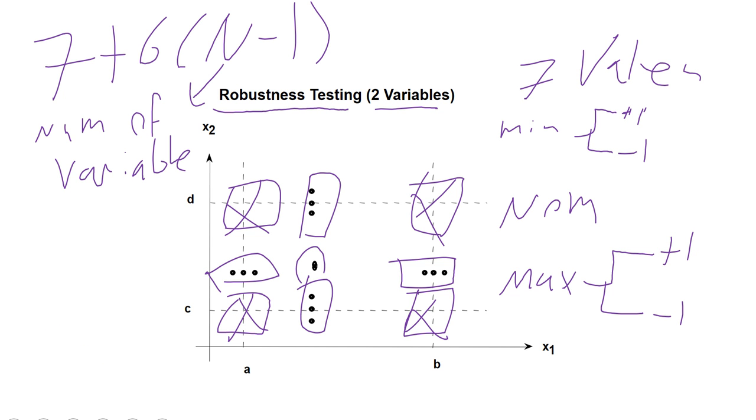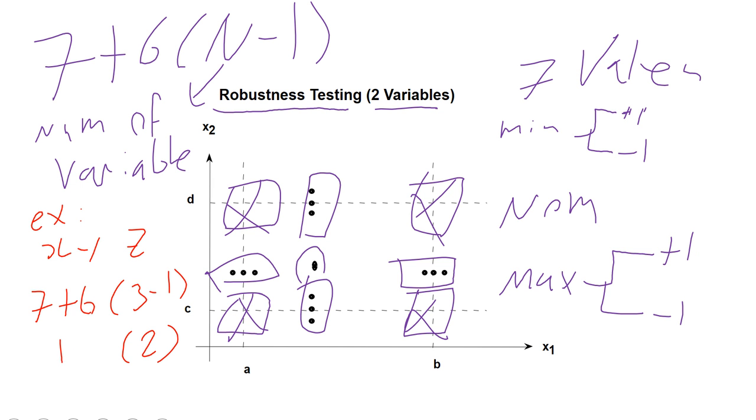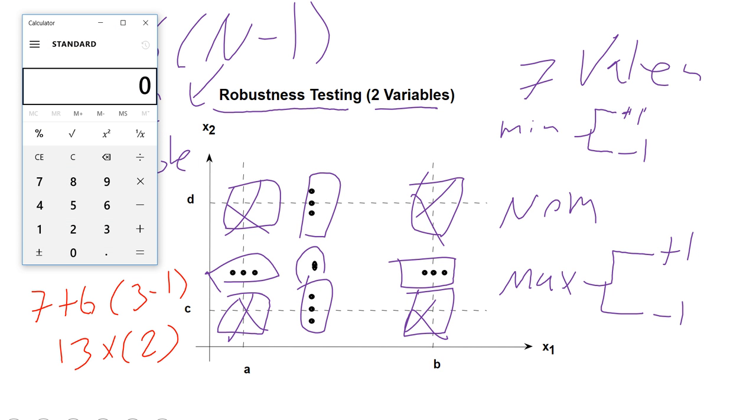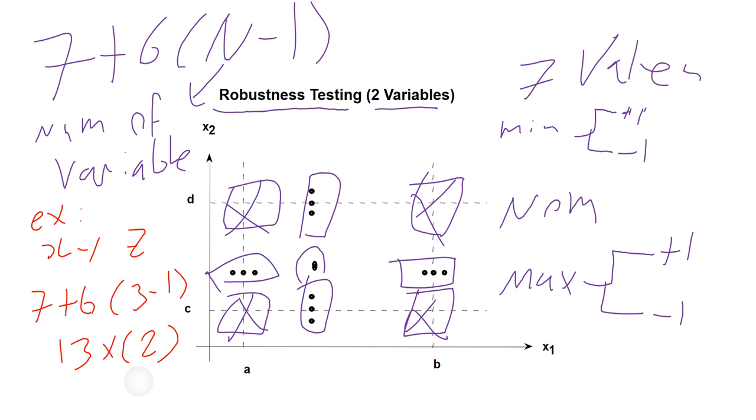So let's say we have an example with 3 variables x, y, z. If we apply this rule, it will be 7 plus 6 times (3 minus 1), which is 2, 13 multiplied by 2 equals 26 test cases.